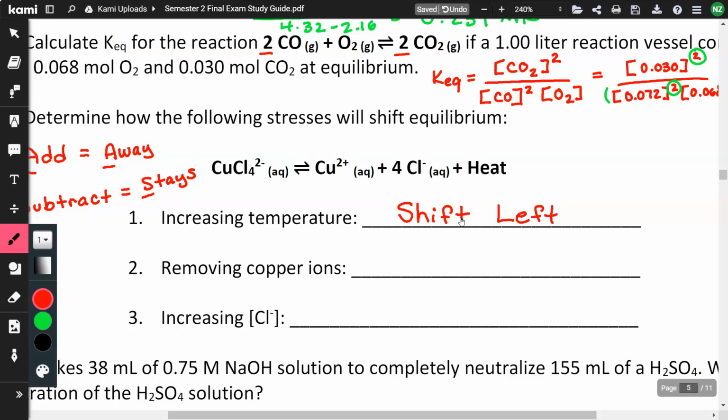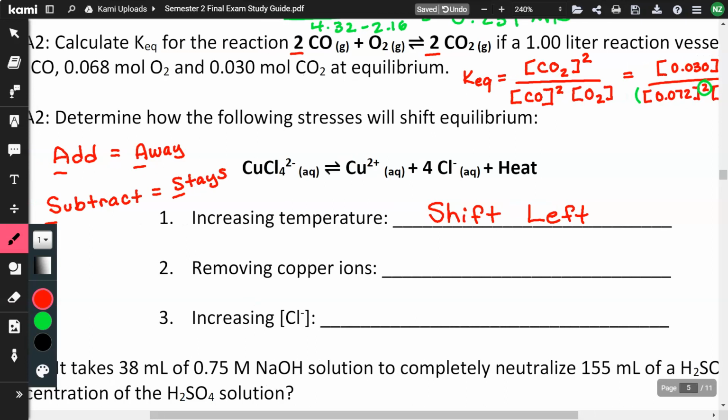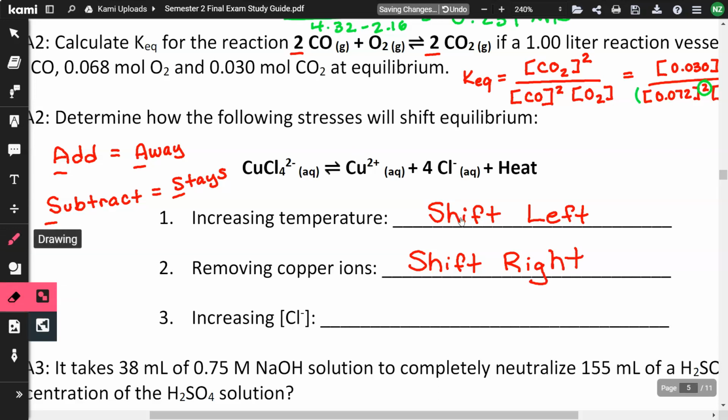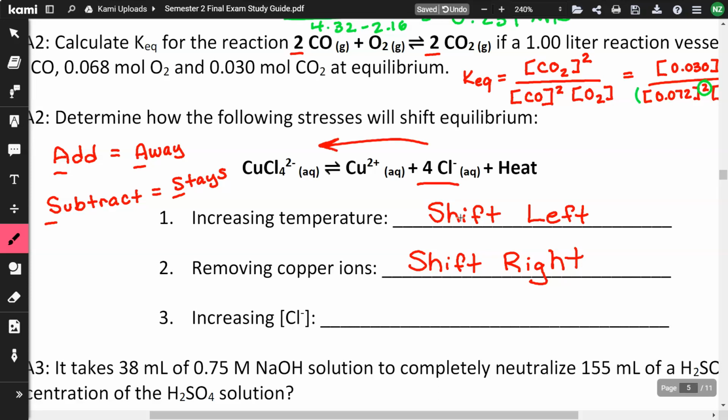The next says removing copper ions. If you're removing, it stays. Copper is here. You're removing those ions, you're subtracting, so it's going to stay on the right side, so it's going to shift right. And then finally, increasing the concentration of chlorine. Chlorine is right here. You're adding, it's going to shift away, so it's going to shift to the left.